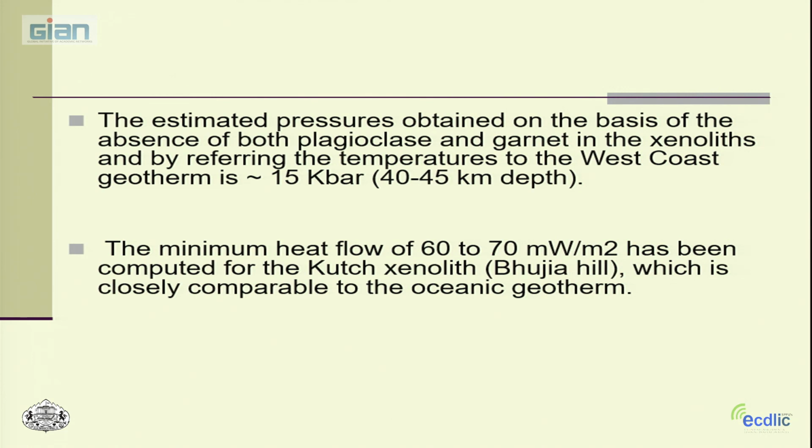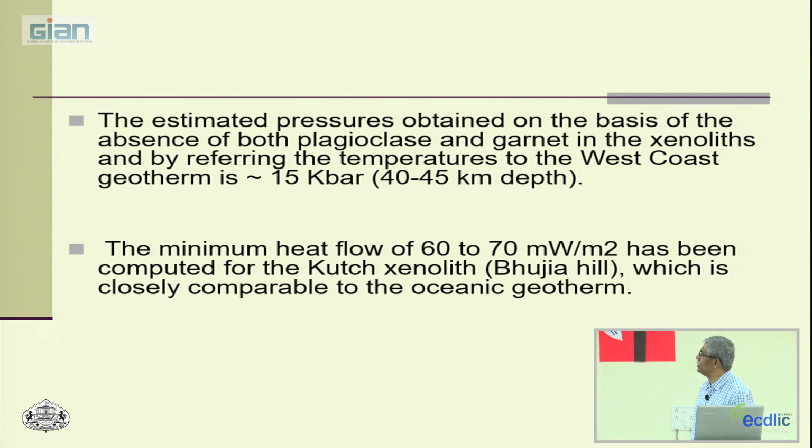So the estimated pressures are obtained on the basis of the absence of both plagioclase and garnet in the xenoliths, and by referring the temperature to the west coast geotherm, which is roughly around 15 kilobar, 40 to 45 kilometer depth. That is basically the depth of origin for the xenoliths. The minimum heat flow of 60 to 70 milliwatt per meter square has been computed for the Kutch xenoliths, which is closely comparable to the oceanic geotherm. So more or less a shallow kind of partial melting activity at a shallow depth.